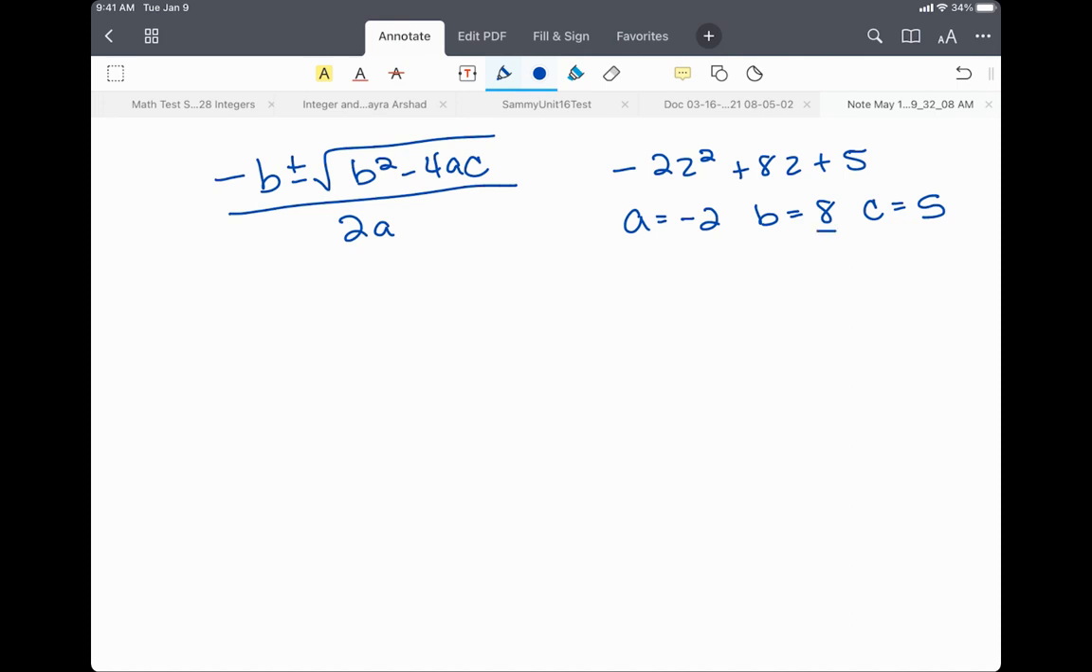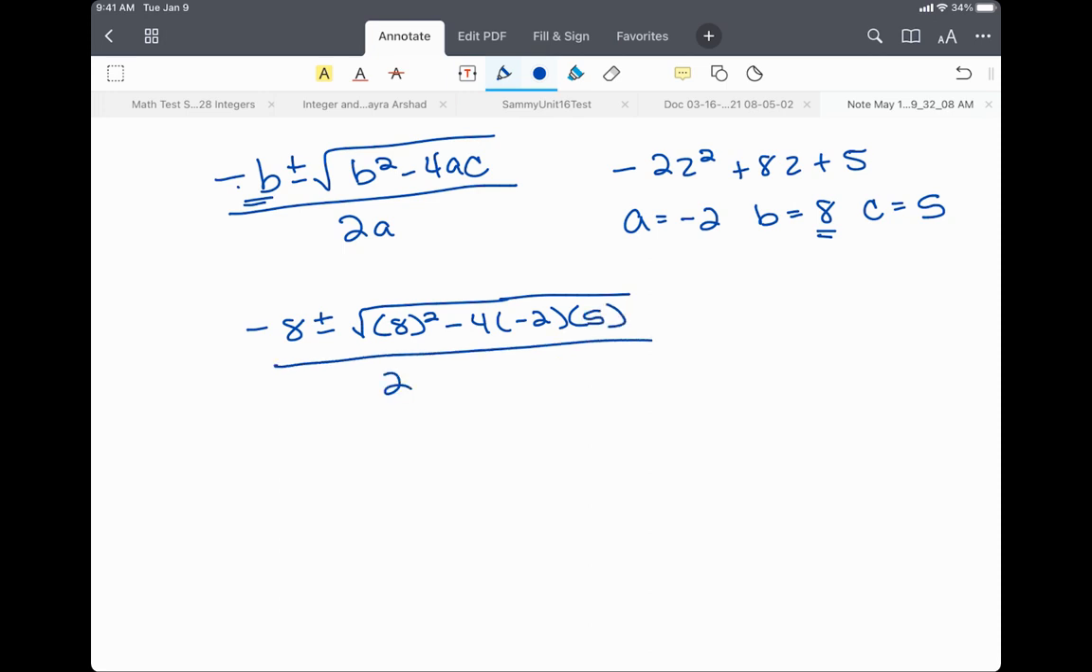So in this case, we have a positive 8 representing b, and we have that negative b right there. So it's actually going to be a negative 8, because a negative times a positive gives me a negative, plus or minus the square root of 8 squared minus 4 times negative 2 times 5, okay, all over 2 times negative 2.